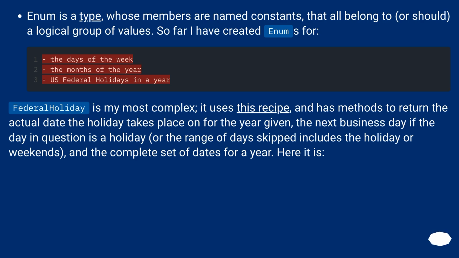Federal Holiday is my most complex. It uses this recipe, and has methods to return the actual date the holiday takes place on for the year given, the next business day if the day in question is a holiday, or the range of days skipped includes the holiday or weekends, and the complete set of dates for a year. Here it is.